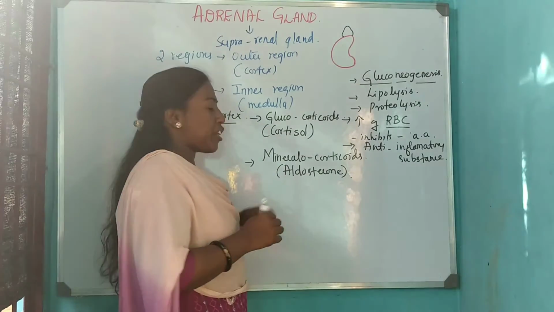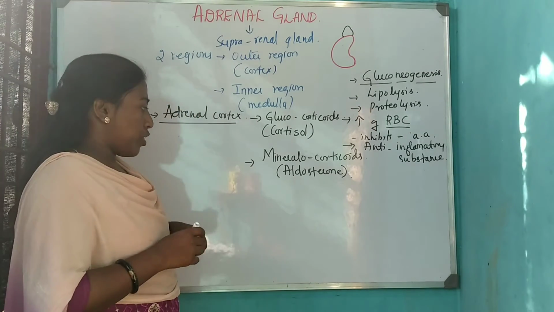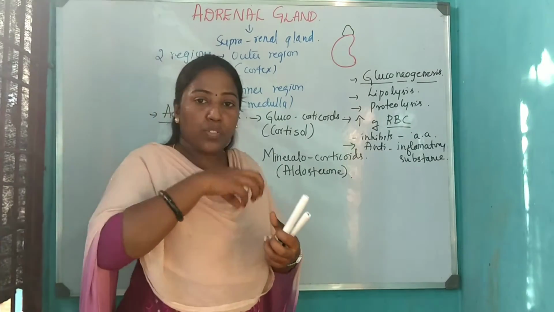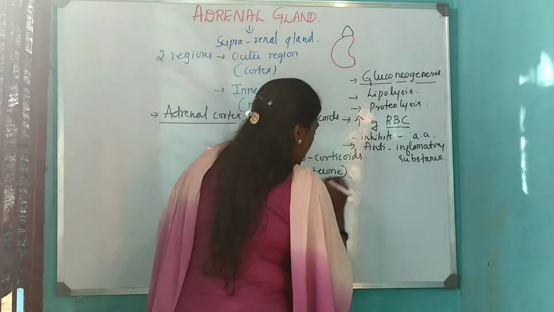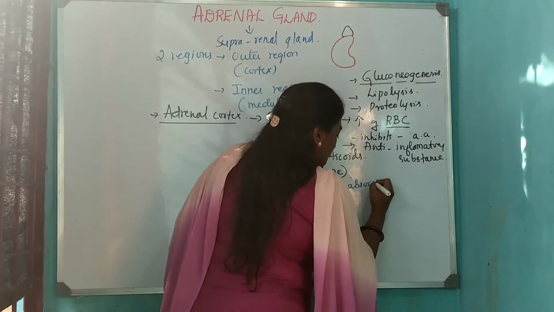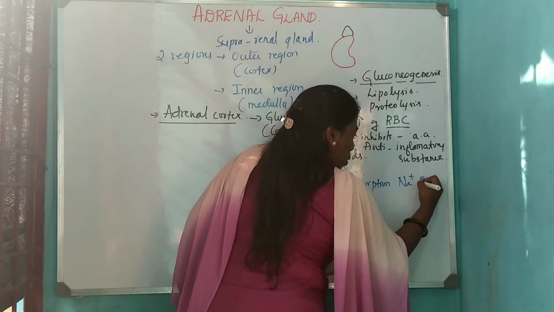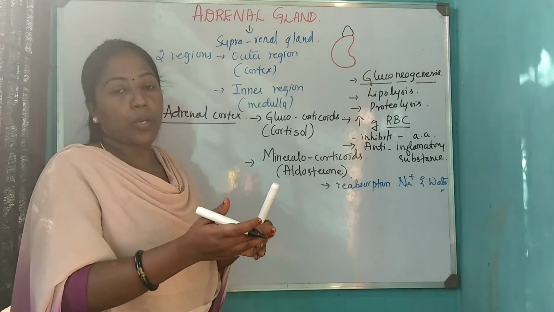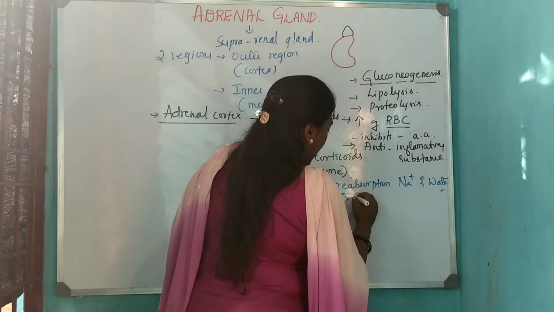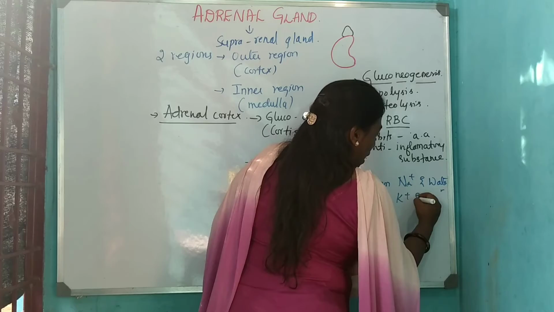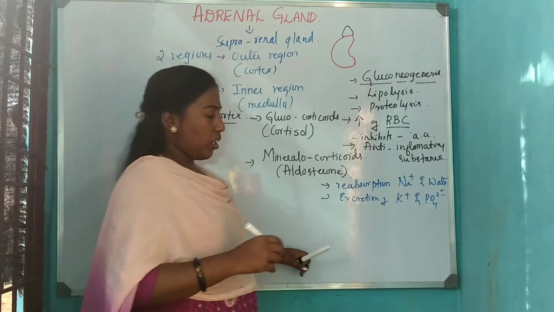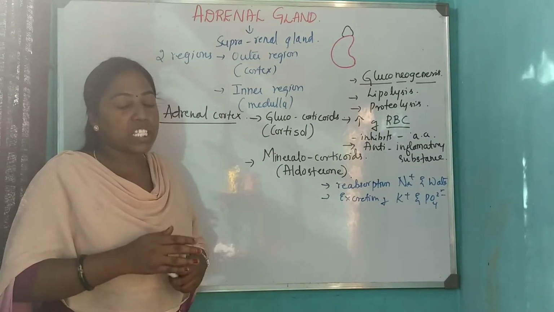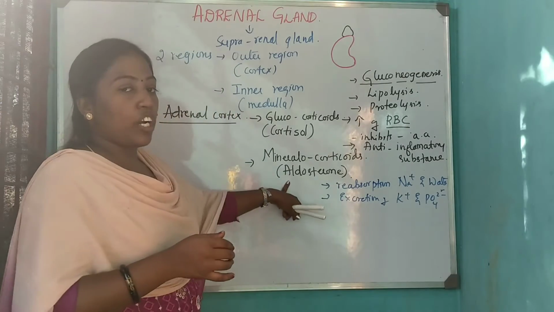Next is the function of mineralocorticoids. The major function is that it acts on renal tubules, where it helps in reabsorption of sodium and water, and it helps in excretion of potassium and phosphate from the body. In this way, mineralocorticoids help in maintaining the water and electrolyte balance in the body. It is commonly called aldosterone.